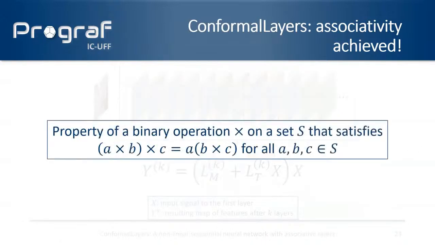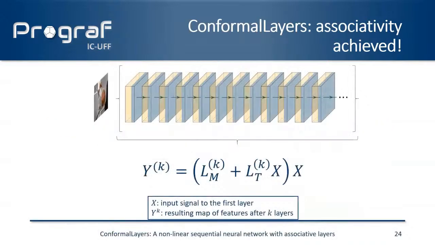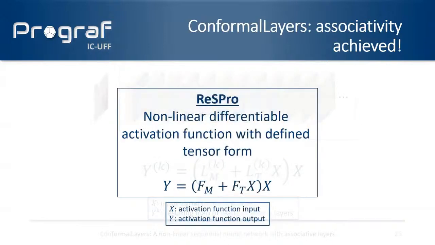In this context, associativity refers to the mathematical property of some binary operations. To enable this associativity, we needed a new nonlinear activation function defined in a tensor form. Therefore, we present RESPRO, a nonlinear differentiable activation function that can be represented as a composition of a sparse matrix and a rank 3 sparse tensor. Such sparsity was essential to save memory during the computation of the neural network.